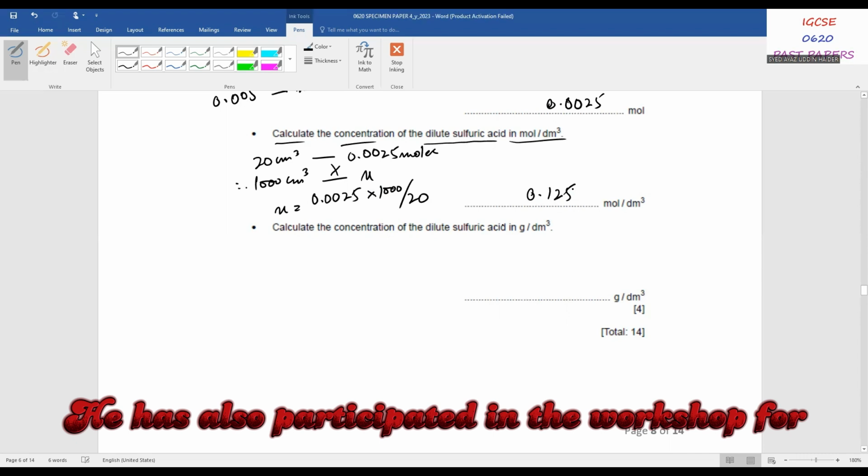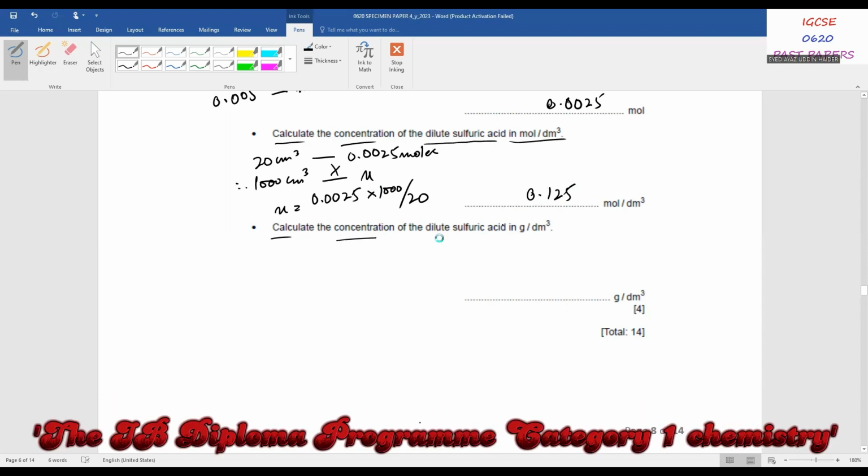Now you got the moles of sulfuric acid. They are asking you to calculate the concentration of dilute sulfuric acid in gram per decimeter cube. Simply you will convert moles into grams.